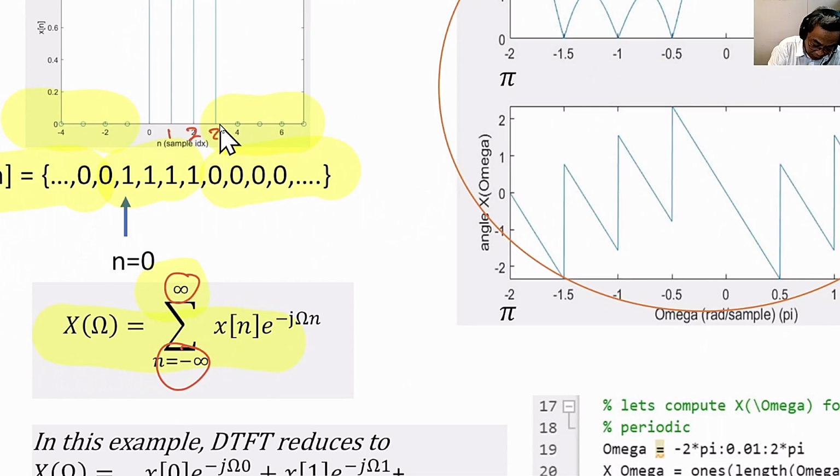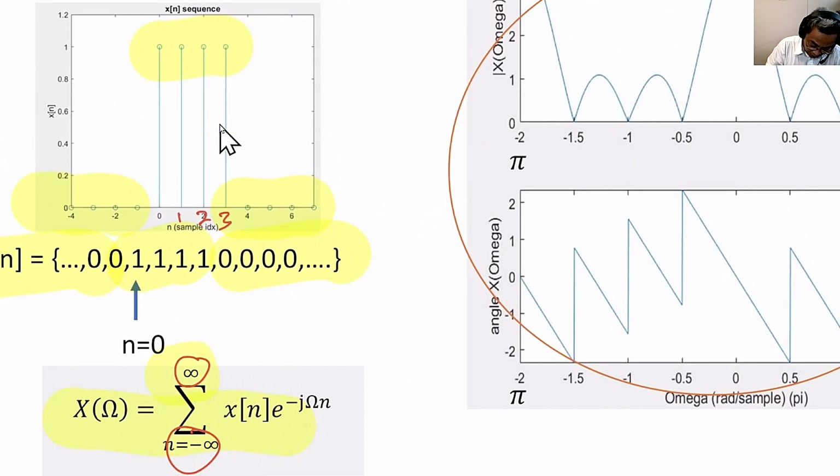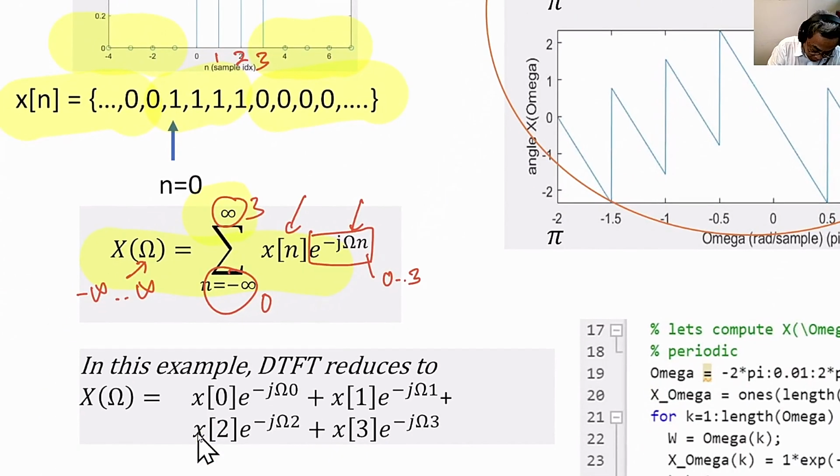0, 1, 2, 3. There are non-zeros, and these are values of 1. And then we can substitute e to the minus j omega n, and of course n will go from 0 to 3 only. And what about omega? Now omega actually goes from -infinity to infinity, but in real cases we only need to go from 0 to 2 pi or from -pi to pi.